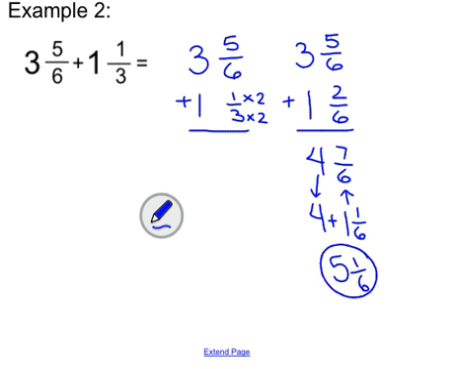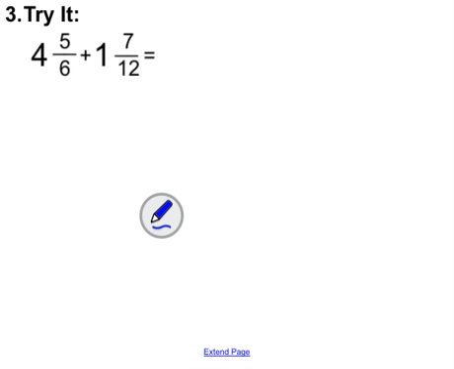If that was a little tricky for you, rewind the video and watch it again. Then it's time to try one on your own. Pause the video, write down and complete the problem, and then press play again when you're ready to check your answer.